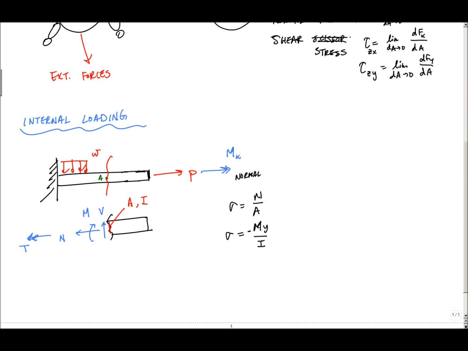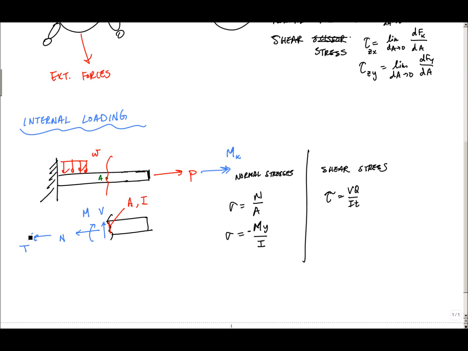As far as we're concerned, for most of an introductory course in mechanics of materials, the only things that induce normal stresses are the normal force and a moment. The shear force, as you could imagine, induces a shear stress. In beam bending, the shear stress is VQ over IT. We'll talk about what that equation means later. But this is the shear stress formula for transverse shear.